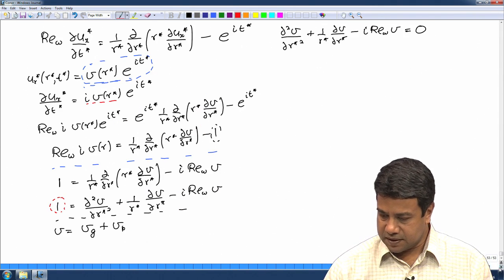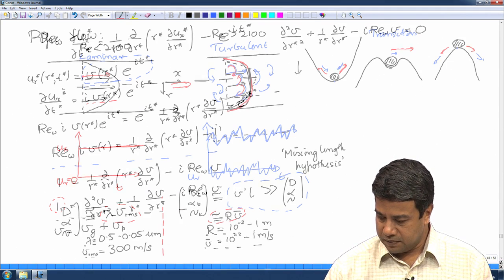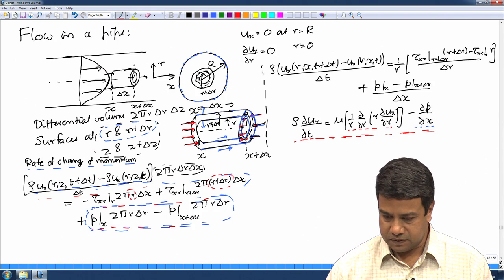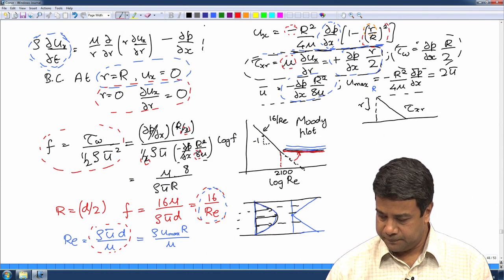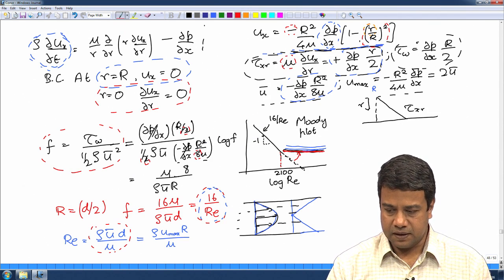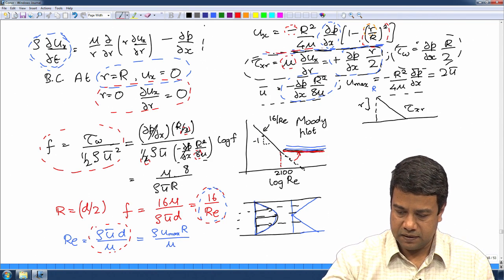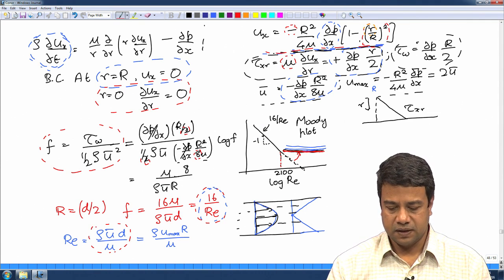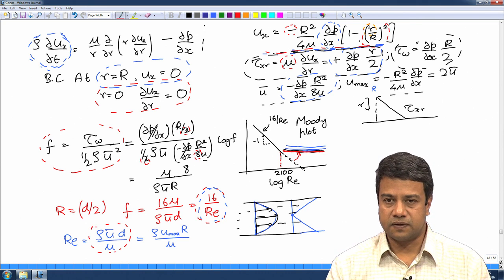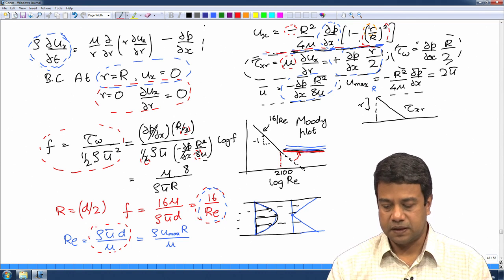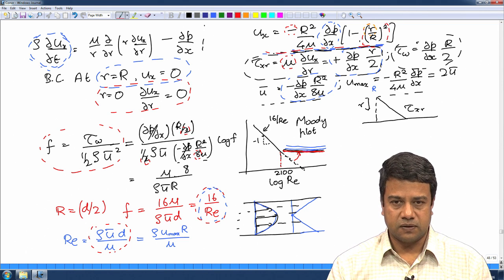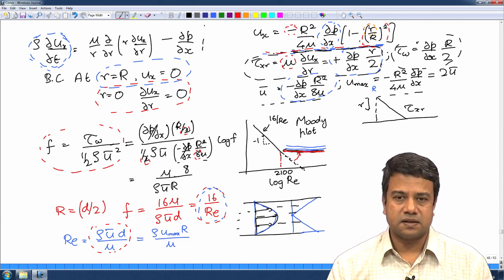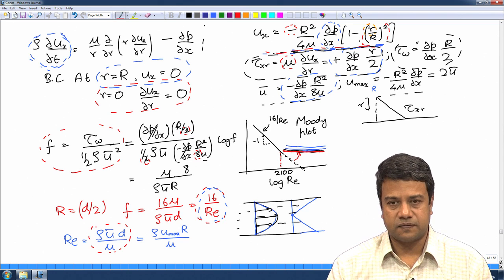We had solved this first for a steady flow, and we had obtained the parabolic velocity profile and calculated the shear stress, the average velocity, the maximum velocity, and so on. And we had got this expression for the friction factor versus Reynolds number. Friction factor is 16 by Re. And as I told you in the last lecture, this is only for what is called a laminar flow.